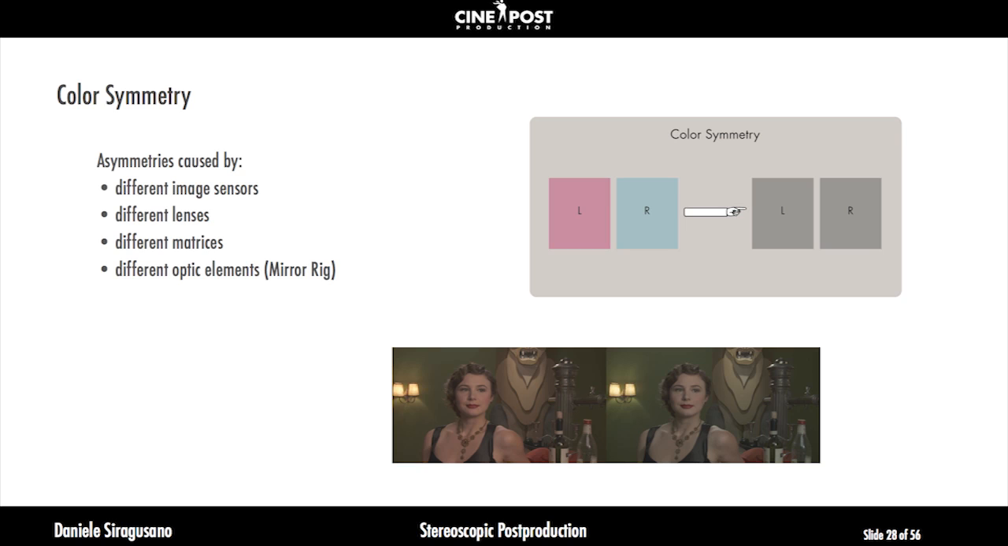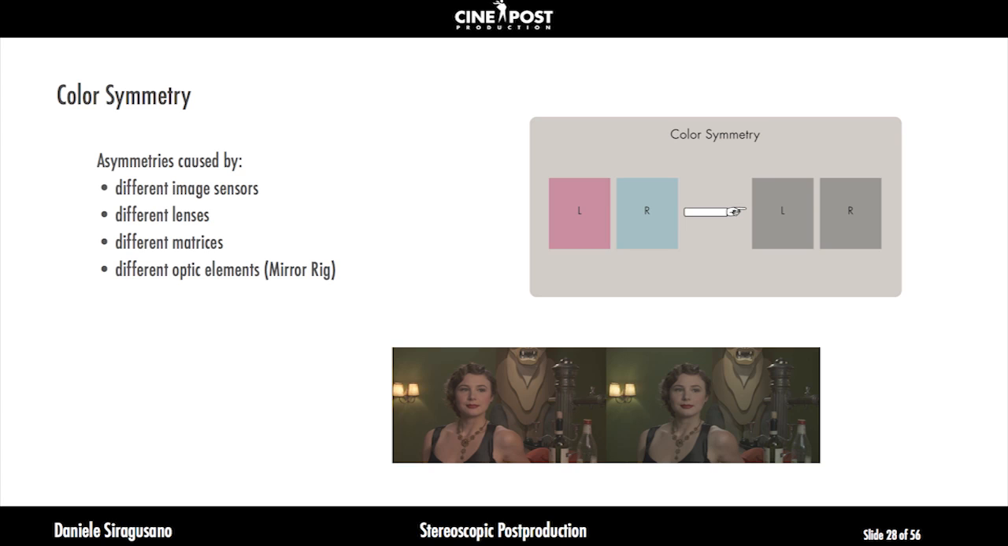So we got the geometry right, and now we are looking into color symmetry. Again, it's good to know where the asymmetries come from to fight against them or to correct them. You have two different image sensors with two different types of filters and optical filters in front of the sensors. This is producing a little bit of differences. You get different lenses, different optical elements.